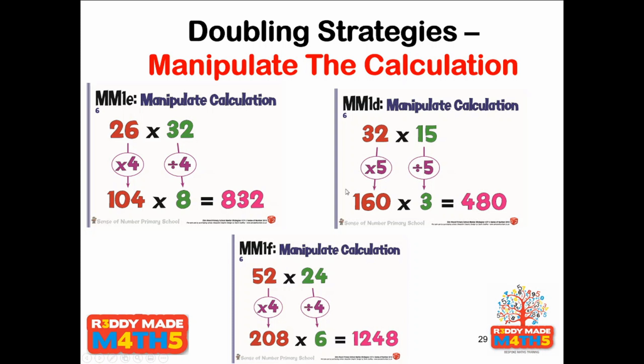Finally, an example here that's quite an interesting one, 32 times 15. Now, we could partition times by 10 and times by 5, or 32 times 5 is 160. 15 divided by 5 is 3, and we end up with 160 multiplied by 3. Again, just an alternative way that you might find more interesting.